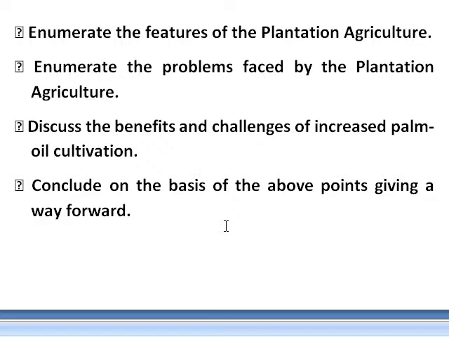Enumerate the features of plantation agriculture, enumerate the problems faced by plantation agriculture, discuss the benefits of and challenges of increased palm oil cultivation, and conclude on the basis of the above, giving the way forward.